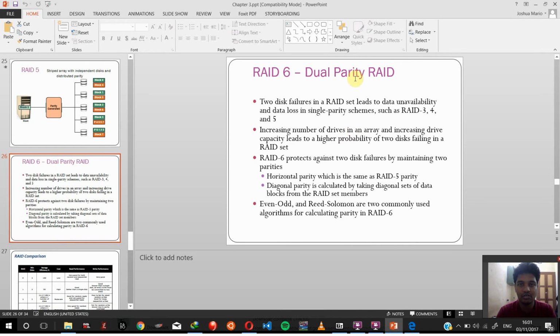And RAID 6 deals with dual parity RAID. Suppose two disks fail in a RAID, then it leads to data unavailability. But if you increase the number of drives in an array and the drive capacity increases, there's a high probability of two disks failing in a RAID set. So RAID 6 protects against two disk failures because it maintains two parities: a horizontal parity, which is the same as RAID 5, and a diagonal parity, which is calculated by taking diagonal sets of data blocks from the RAID set members.